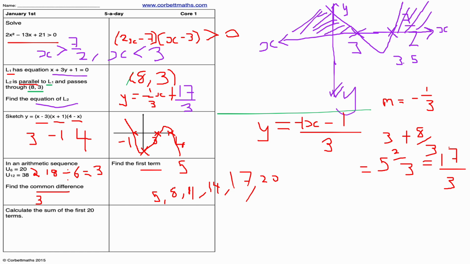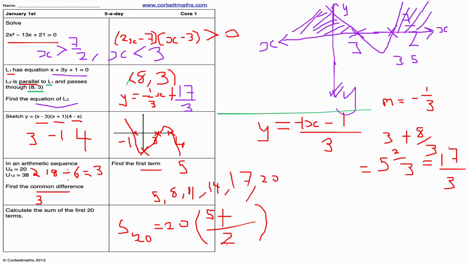Last part: calculate the sum of the first 20 terms. Now the formula that I have is Sn, so it'd be S of 20. How many terms do I have? I have 20 terms, and then it's the first term, which is 5, plus the last term, which we have to work out, and then divide our answer by 2.